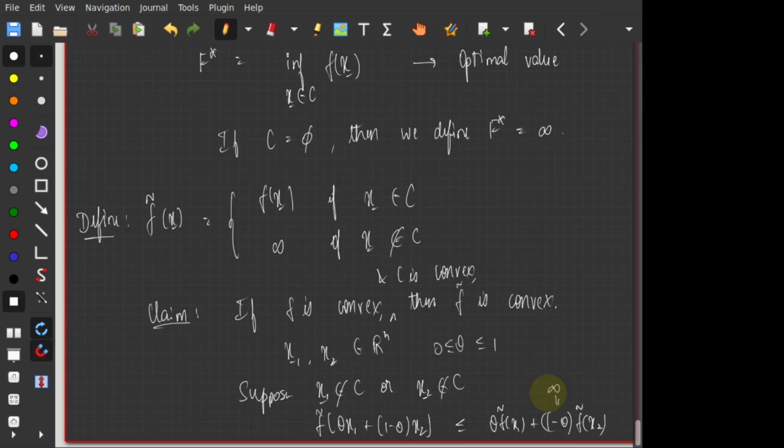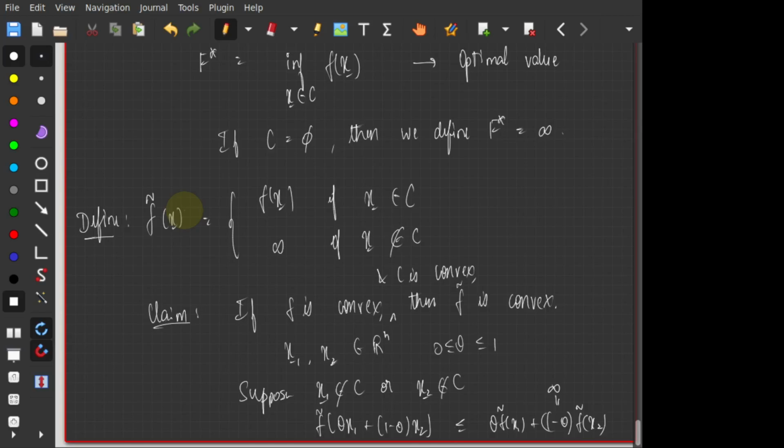So f tilde of theta x1 plus 1 minus theta x2 is always going to be less than or equal to theta f tilde of x1 plus 1 minus theta f tilde of x2, because either f tilde of x1 is infinity or f tilde of x2 is infinity. So it satisfies the properties of a convex function. But note that if f tilde were some function which has a discontinuity and it's finite everywhere, then this would no longer be convex.